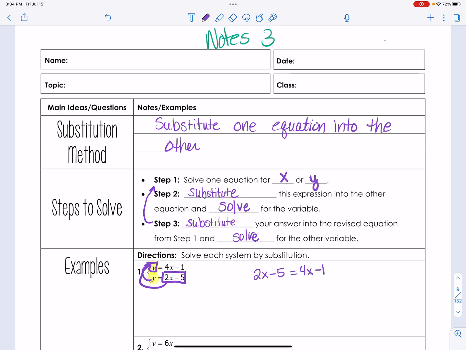Now, some kids see stuff like that, and they are like, where did your y go? Okay, well, my y, it's substituting. So like if I had a substitute teacher, I would not be there anymore. I would be gone. So I'm substituting the 2x minus 5 in for the y. It's becoming that y value. Okay, so now what you're going to do is you're just going to solve. You're going to take that thing and solve.